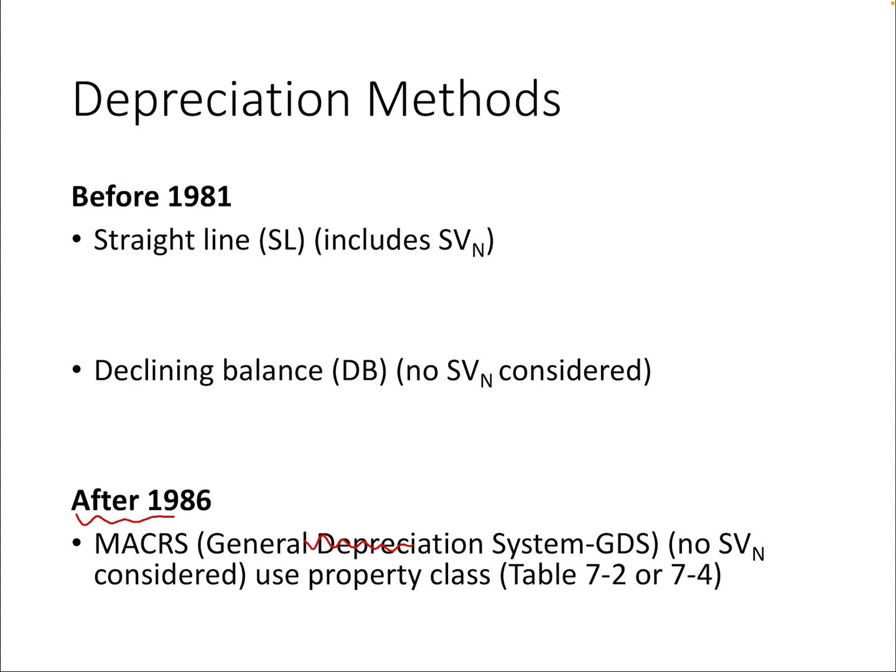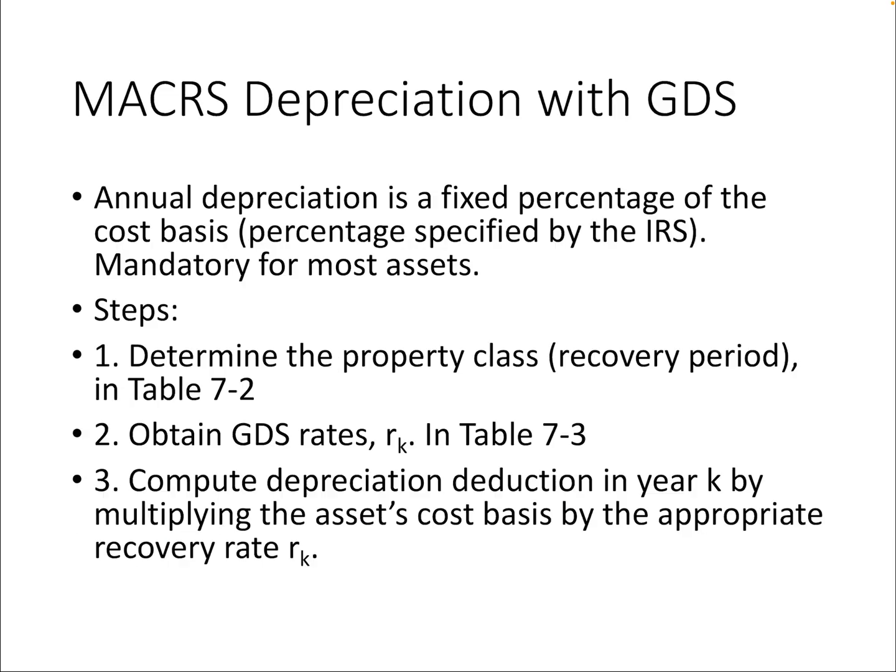Okay. So here are the three methods. Before 1981, we used the straight line method, SL, or we used the declining balance method, which is DB. And after 1986, there is a standard method adopted by the government, which is called MACRS. And under that, we have two systems. One is the very commonly used GDS system, General Depreciation System, and also there's another system we will see in the later slide.